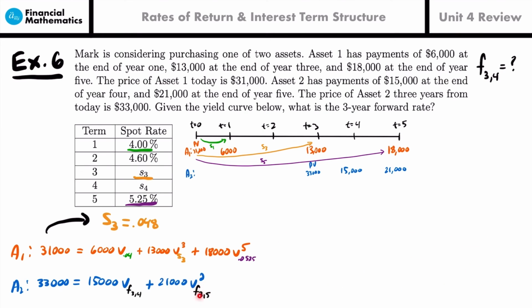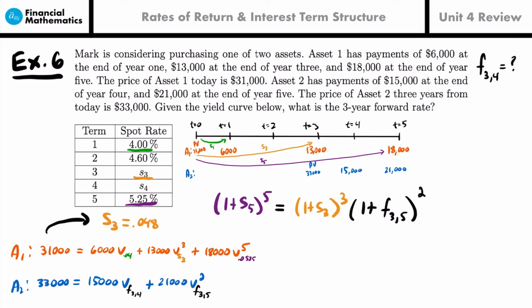Remember that a forward rate from year 3 to year 5 would take place for this period right here. So the way we set up an equation to solve for it is to say that accumulating from time 0 to time 5 using a 5-year spot rate would be the same as accumulating using a spot rate from time 0 to time 3, or S sub 3, and then accumulating for an additional 2 years using that forward rate, right? So that would look like this. We're going to have 1 plus S sub 5 to the power 5 is equal to 1 plus S sub 3 cubed times 1 plus F sub 3 comma 5 squared.